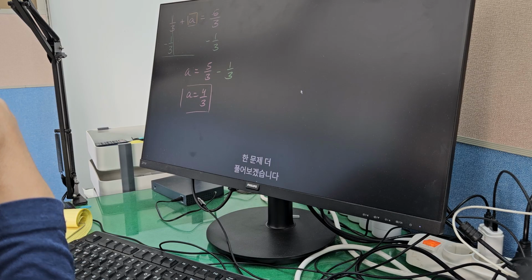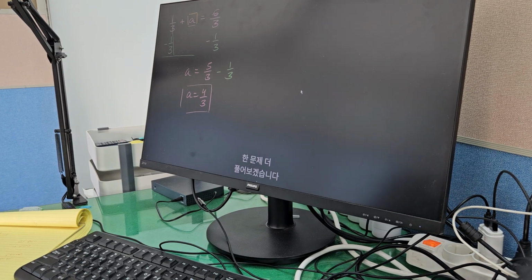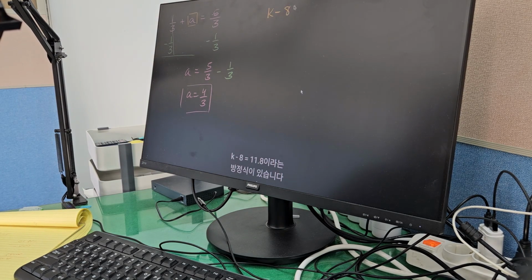Let's do another one of these. So let's say that we have the equation k minus 8 is equal to 11.8. So once again, I want to solve for k. I want to have just a k on the left-hand side. I don't want this subtracting this 8 right over here. So in order to get rid of this 8, let's add 8 on the left-hand side. And of course, if I do it on the left-hand side, I have to do it on the right-hand side as well. So we're going to add 8 to both sides.